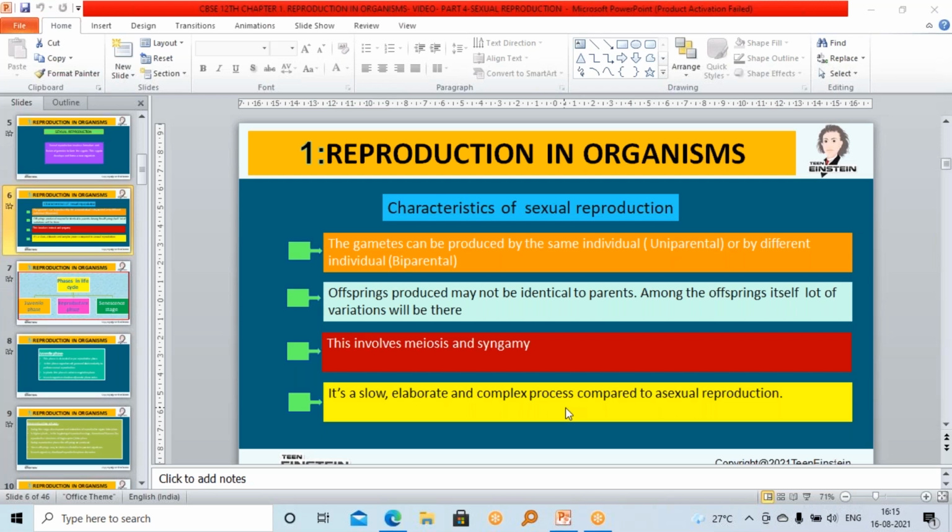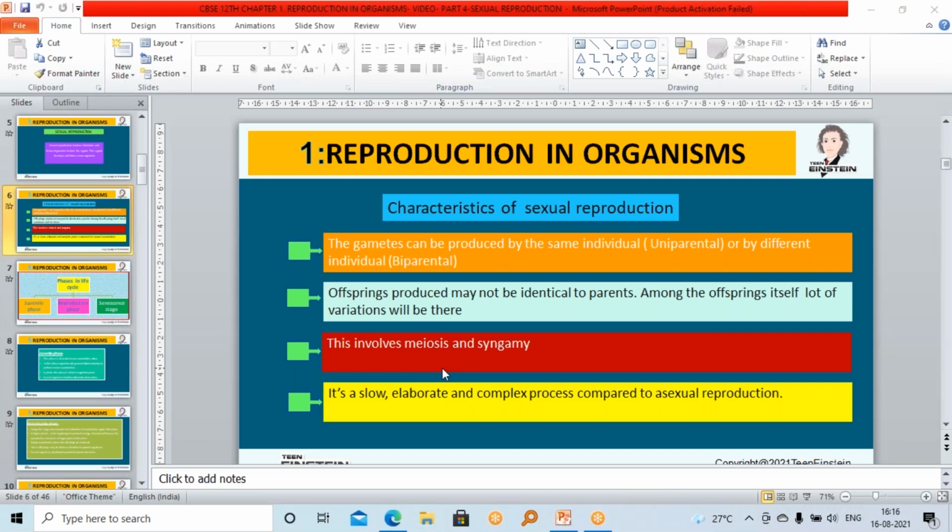So there is a lot of difference from the parents to the offsprings. Between parents and offsprings, a lot of variations will be there. Among the offsprings also there is a lot of variation, because many cell divisions are taking place to form the zygote and embryo. According to the cell division, variations will appear, which you can learn in the chapter of inheritance. There you will learn all these things.